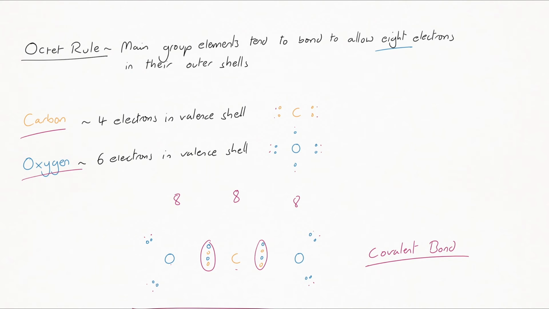Let's review. So we've covered the difference between intra and intermolecular bonding. We've identified the main types of intramolecular bonding, which is ionic, covalent, and metallic. And we've identified the main types of intermolecular bonding, which are hydrogen bonding, dipole-dipole interactions, and van der Waals forces of attraction.